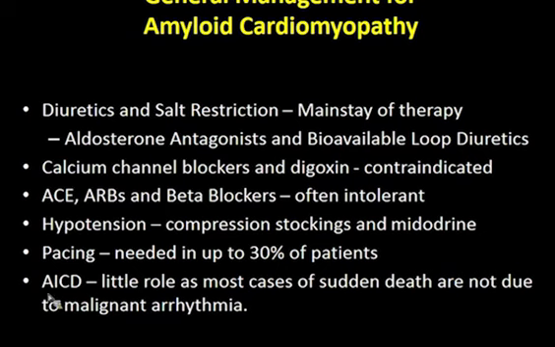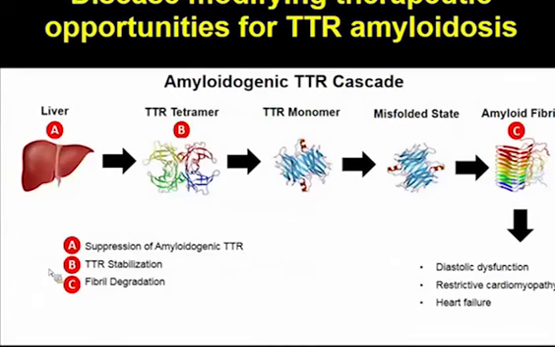And there's always been a debate about whether or not something called an ICD, an automatic implantable cardiac defibrillator, is needed in patients with amyloid, but most of these patients don't expire from a malignant arrhythmia, and so the role of an ICD is not very high and not very great in these particular patients.